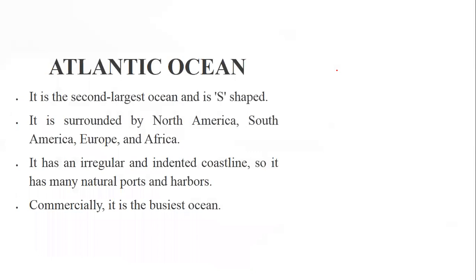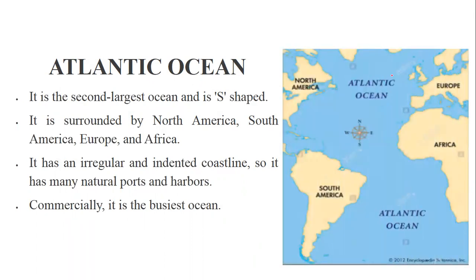Atlantic Ocean. It is the second largest ocean and is S shaped. It is surrounded by North America, South America, Europe, and Africa. It has an irregular, indented coastline, so it has many natural ports and harbors. Commercially, it is the busiest ocean. Atlantic Ocean is in the shape S.